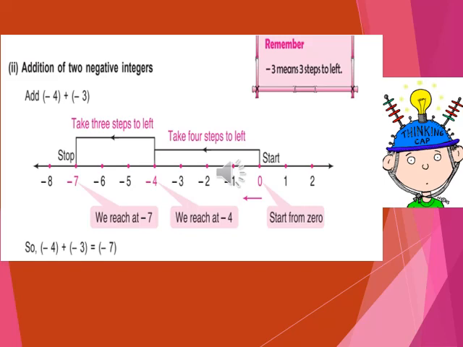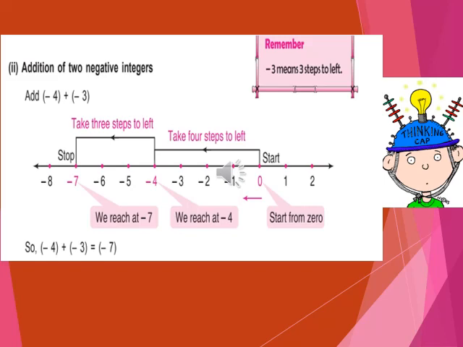Again remember, minus 3 means 3 steps to the left. So here we will add minus 4 and minus 3. So start from the 0, because 0 is the starting point. As it is minus 4, we have to take 4 steps to the left. Minus means left, plus means right. This you must fit in your mind.